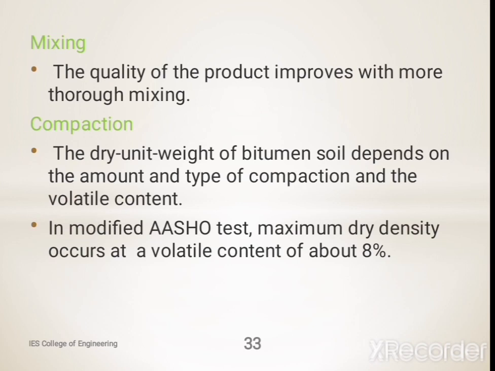The next factor is compaction. The dry unit weight of bitumen soil depends on the amount and type of compaction and the volatile content. In the modified AASHO test, maximum dry density occurs at a volatile content of about 8%. AASHO means American Association of State Highway and Transportation Officials.